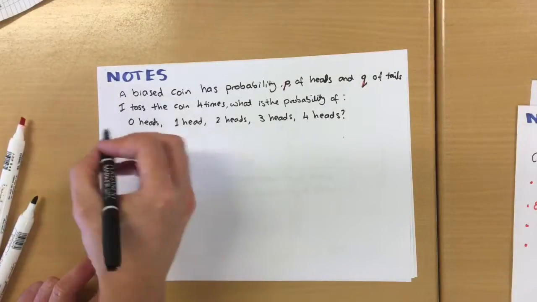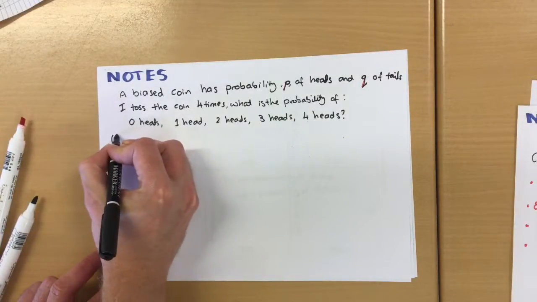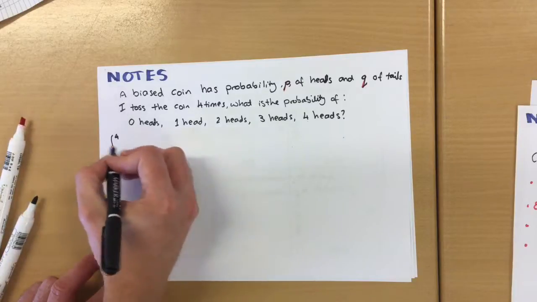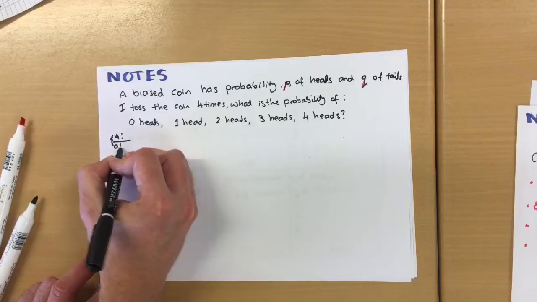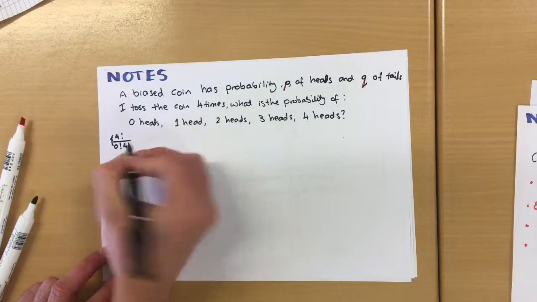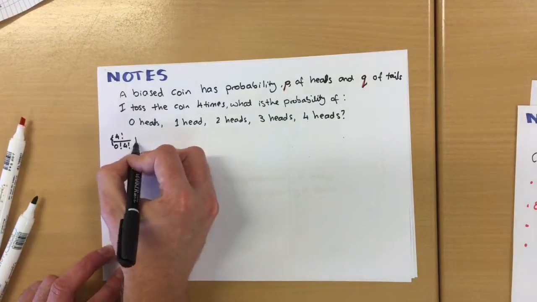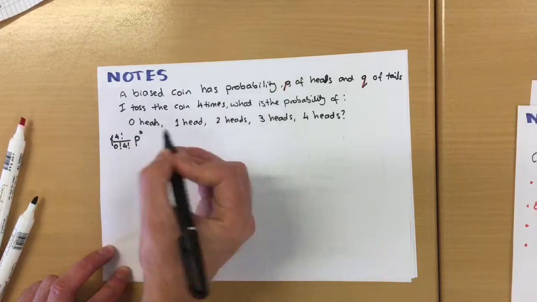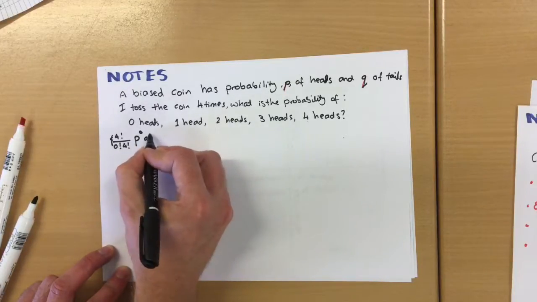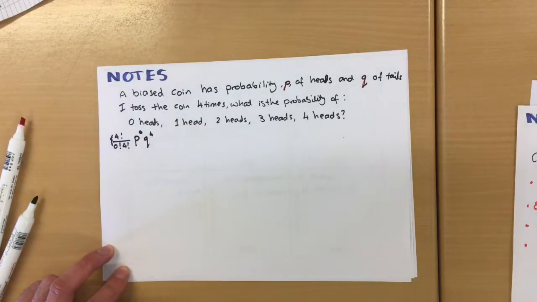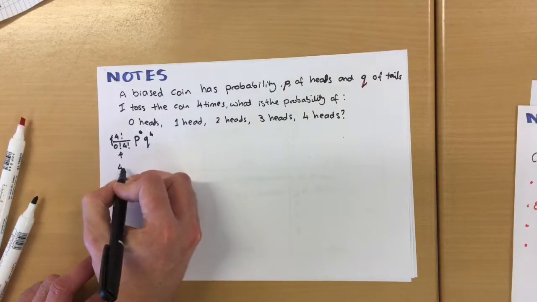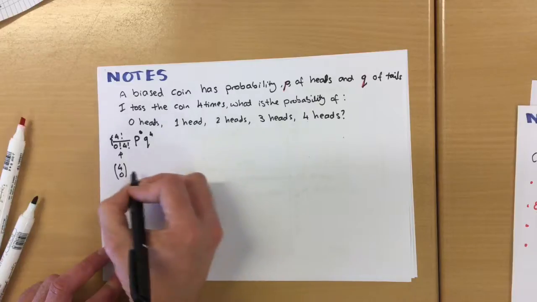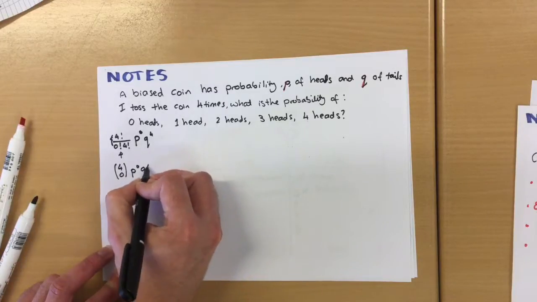So chance of 0 heads. I have 4 events, and out of those, 0 heads and the rest are tails. I times that by the probability of getting heads, and there's none of them, and the probability of tails, which is Q, and there's 4 of those. Now we can simplify this, we've seen before, as 4 choose 0, so P^0, Q^4.